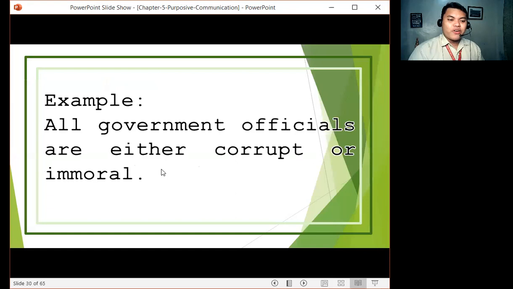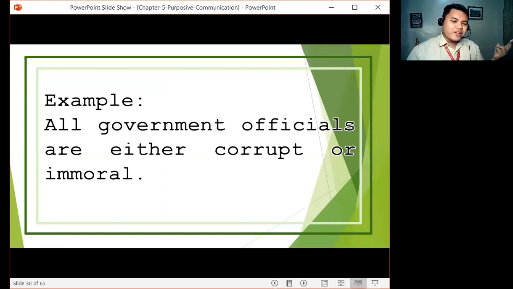And take note, you are mentioning all government officials. So the tone of this statement is precisely that you are trying to say that all government officials are corrupt and immoral. So you have to choose. The government you have is corrupt or the government you have is immoral. There are no other options at all. Okay? So that is the either-or fallacy.